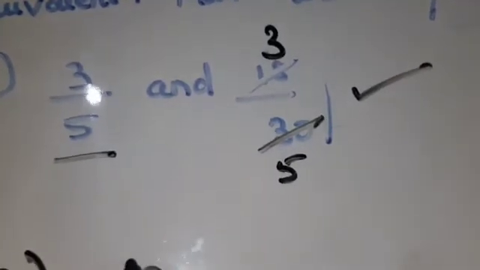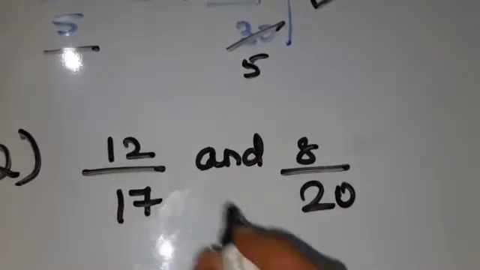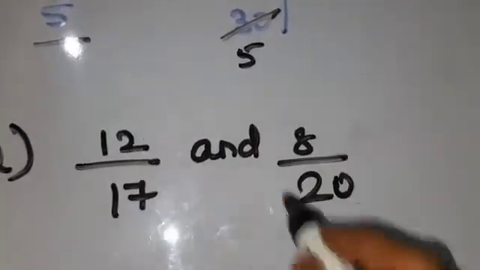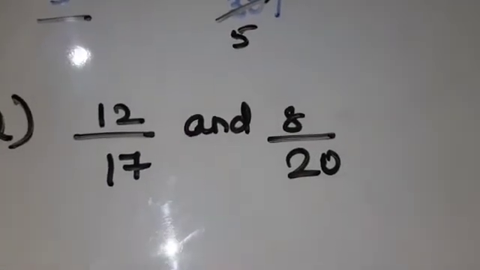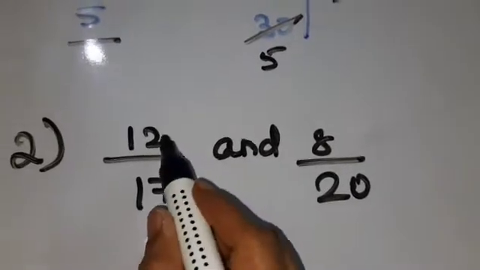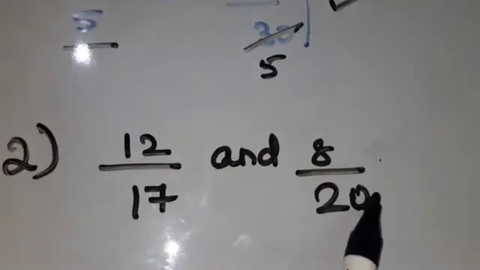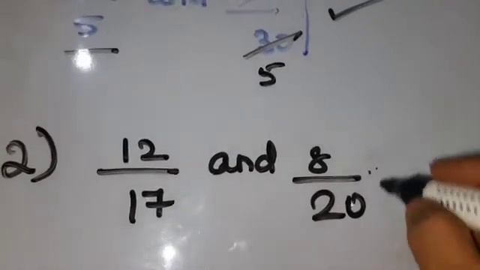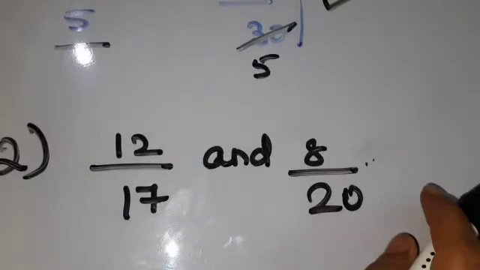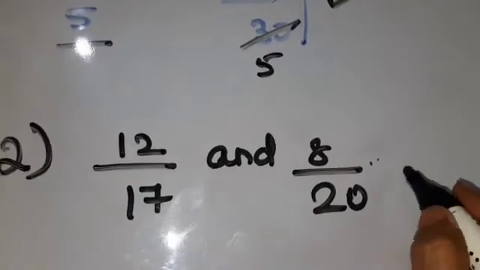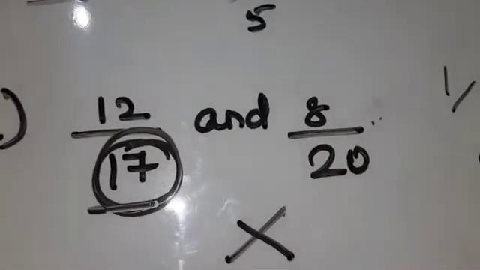The next is 12 by 17 and 8 by 20. See here, by seeing the fraction itself, we will get to know whether it is equivalent or not equivalent. See, is there any relationship between the first fraction and the second fraction? If we simplify the number also, we will not get the pattern of the first fraction. So, the number that is given is not equal. In the same method, you are going to solve the next two problems.